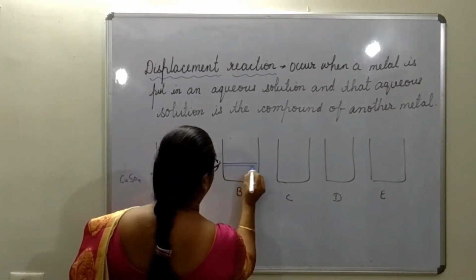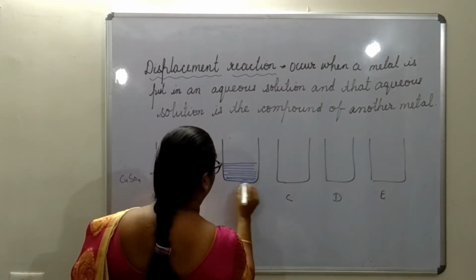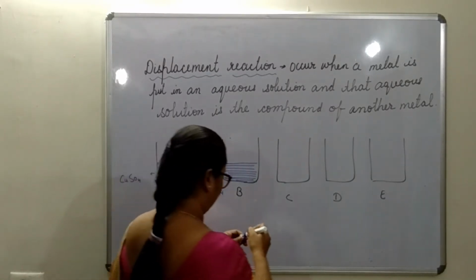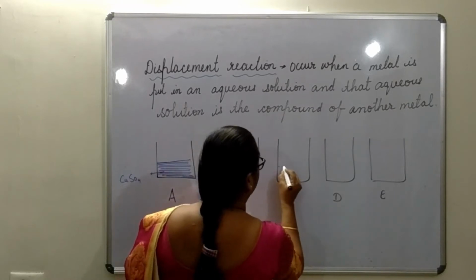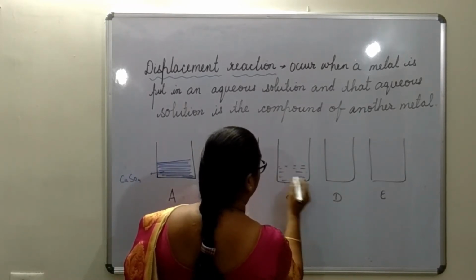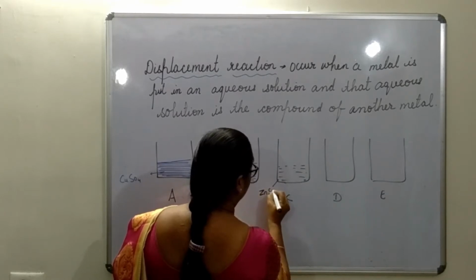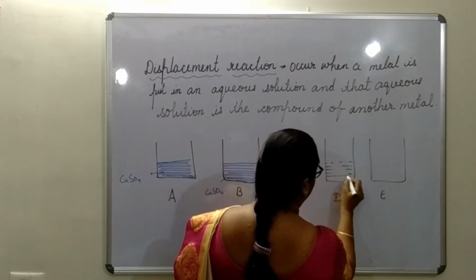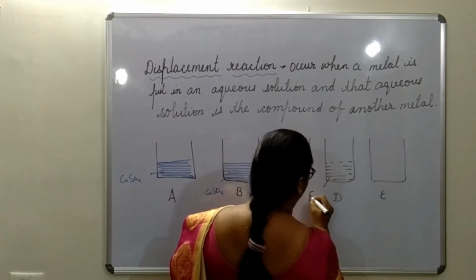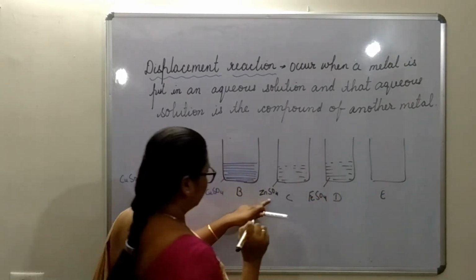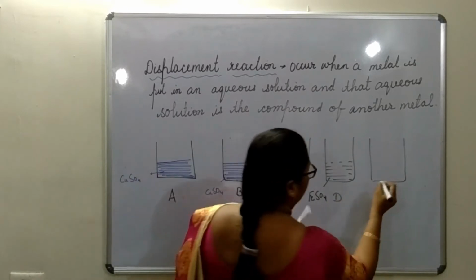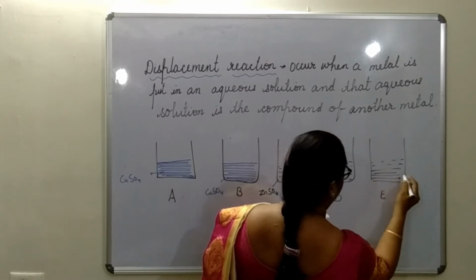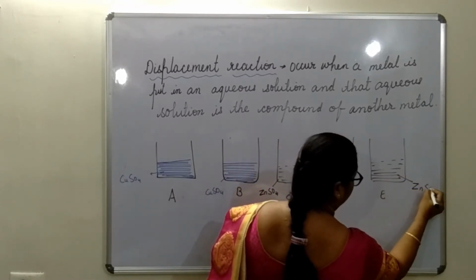Next, again we will take copper sulfate solution. In beaker C we will take zinc sulfate solution. In beaker D we will take iron sulfate solution. This is ZnSO4, this is FeSO4. In the last beaker we will take zinc sulfate solution.